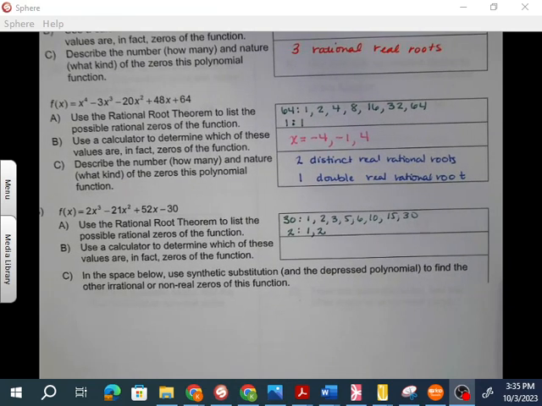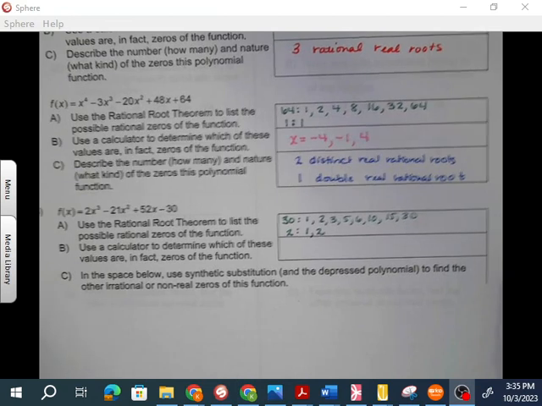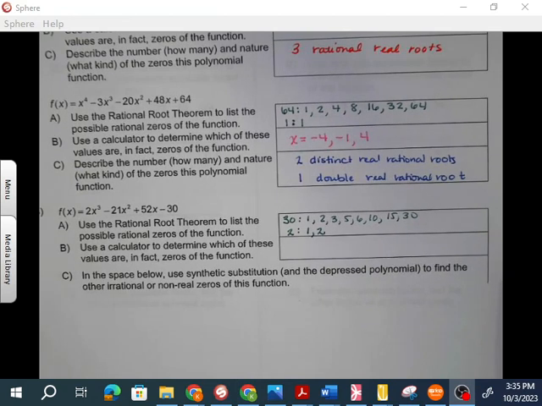But I also have 1 half, 2 over 2, 3 halves, 5 halves, 6 halves, 10 halves, 15 halves, and 30 halves. So, all right, let's plug it in the calculator. How many roots should you have? 3.